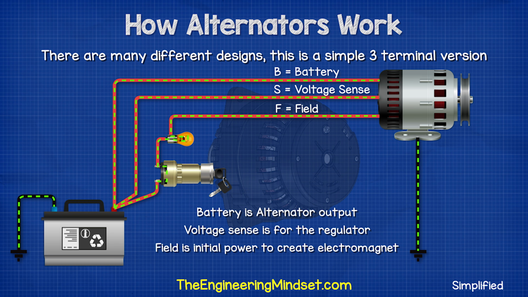First of all, there's the B terminal. This is the output of the alternator, which charges the battery. Then we have the S terminal. This allows the regulator to sense the voltage. And then we have the F terminal.